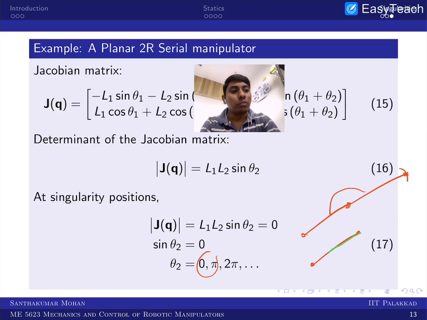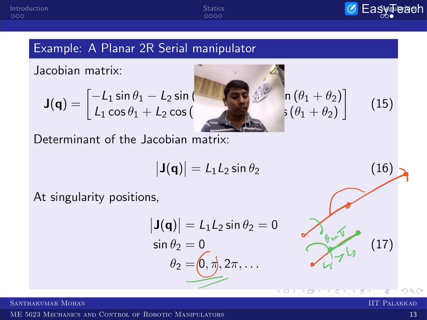I am showing that L1 is greater than L2. So this is another boundary, but it is also a singularity, where theta 2 is pi. Here also this joint loses its degree of freedom. This can rotate with this extended position, and this also can rotate with the folded position. So this is what we are calling the singularity.